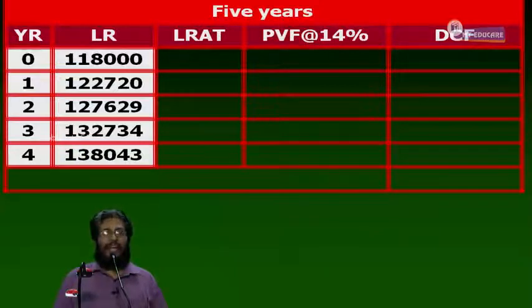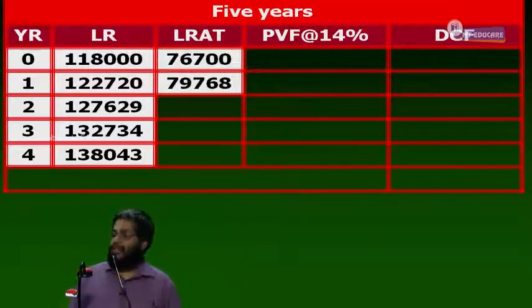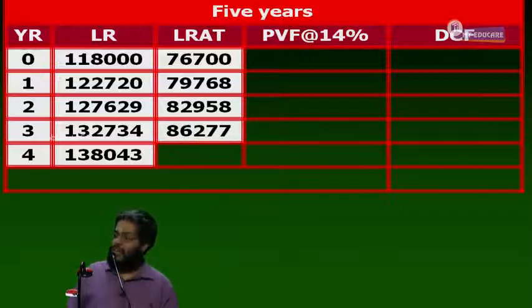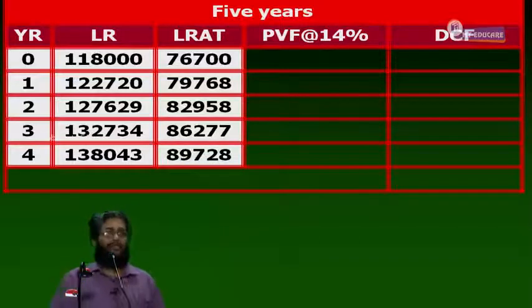Can I claim tax benefit on these lease rentals? Yes. So 35% is tax savings, and the net expense is 65%. 118,000 into 65% is 76,700. Here I assume that the tax shield is enjoyed at the same time as I pay the lease rental. 122,720 into 65%, 79,768. 127,629 into 65%, 82,958. 132,734 into 65%, 86,277. 138,043 into 65%, 89,728. Discount at 14%.